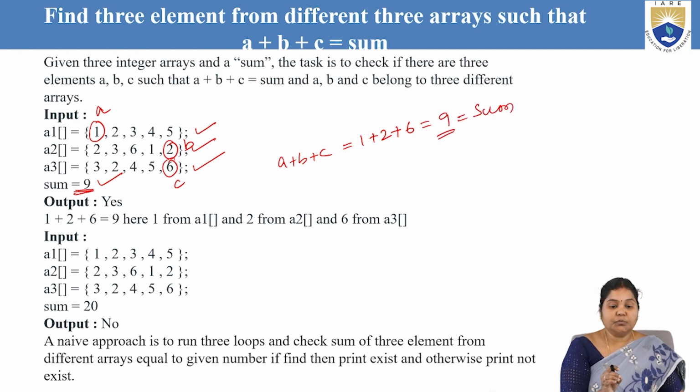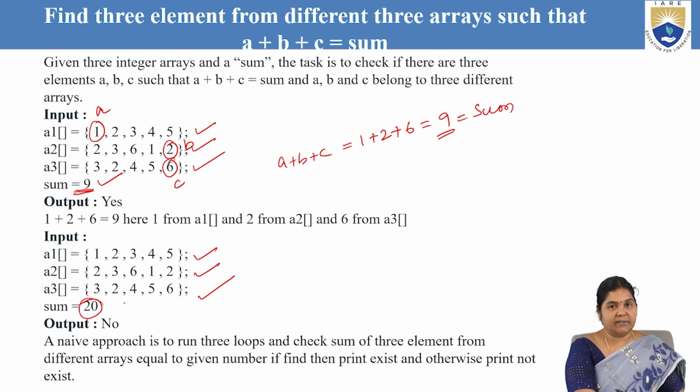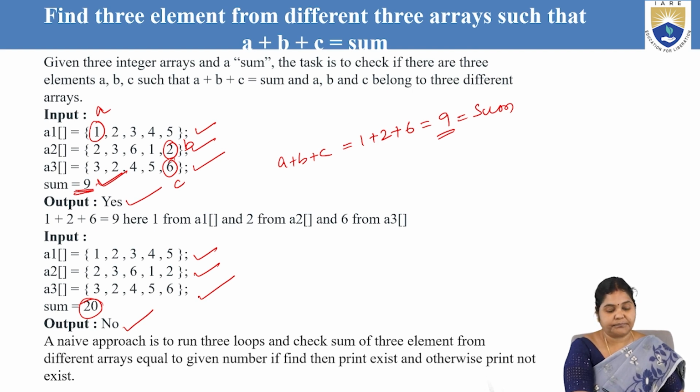So, you have to choose individually 3 different elements from 3 different arrays such that their sum is the required sum asked in the question. Now, let us understand another example. These are the 3 different arrays and the required sum is given as 20. If you take any combination of the elements A, B, C, you can try with all the elements, you are not getting the sum as 20. Therefore, the output should be no. If you find the required sum, then you should print yes. Otherwise, you should print no.